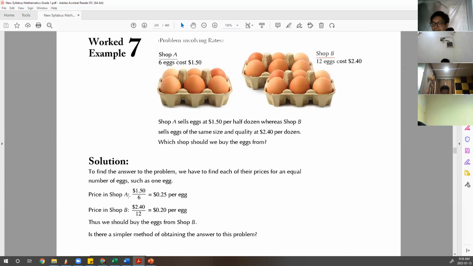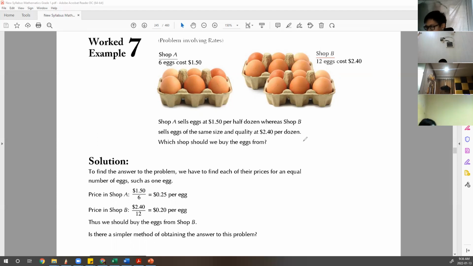Okay, so price in shop A, 1.5 divided by 6. The answer will be $0.25 per egg. Price in shop B, 2.4 divided by 12, so 0.2 per egg. So which shop offers you the cheapest one? Of course shop B, right? Because if we divide this, we will get 0.2. Again, this is the comparison between shop A and shop B with dollars and amount of x, right? So they are different in units.